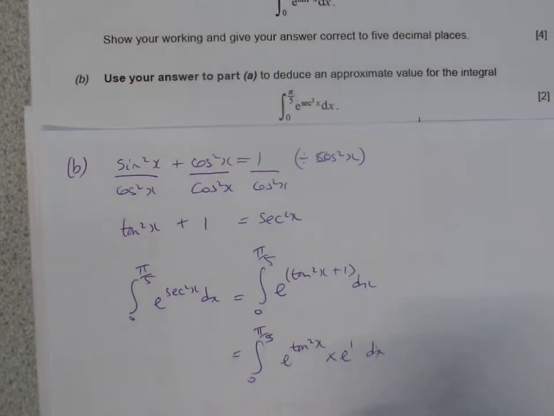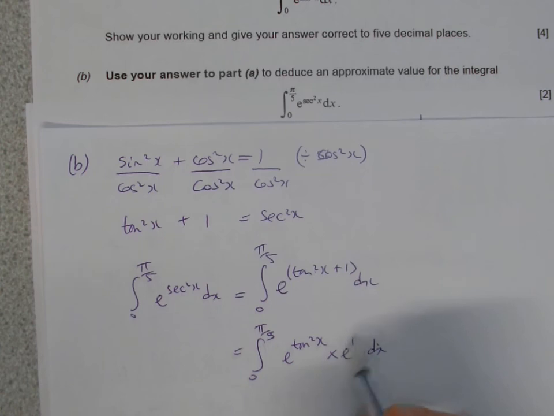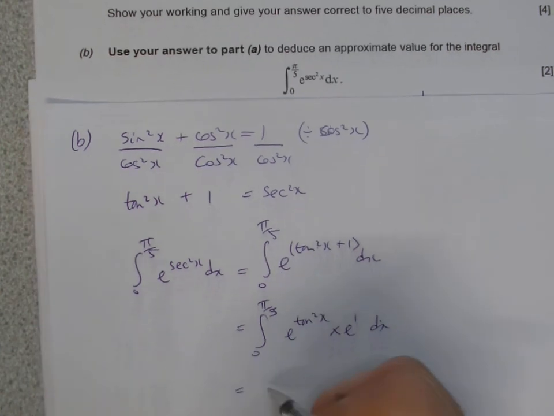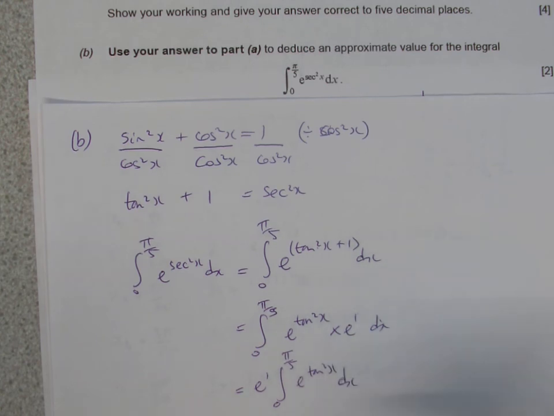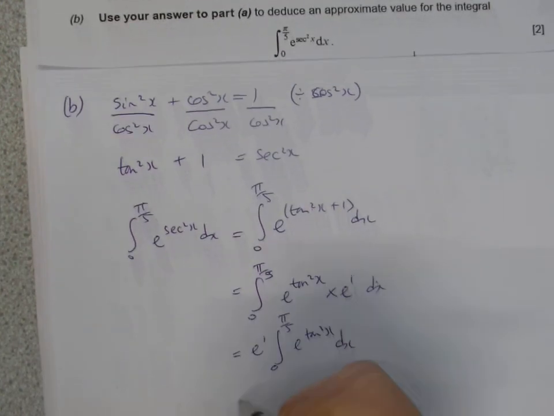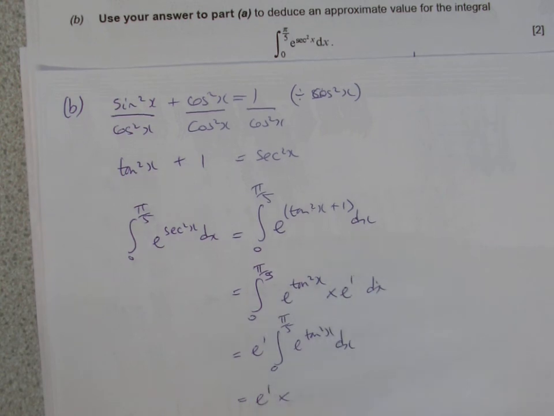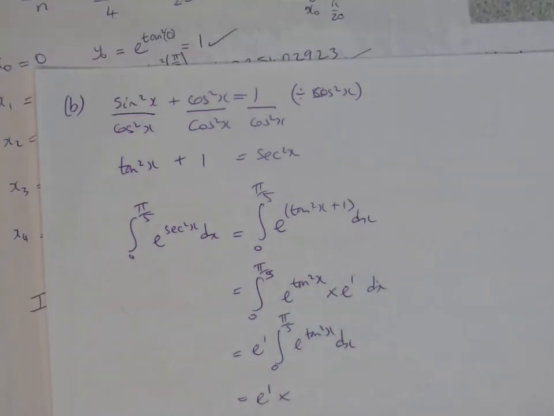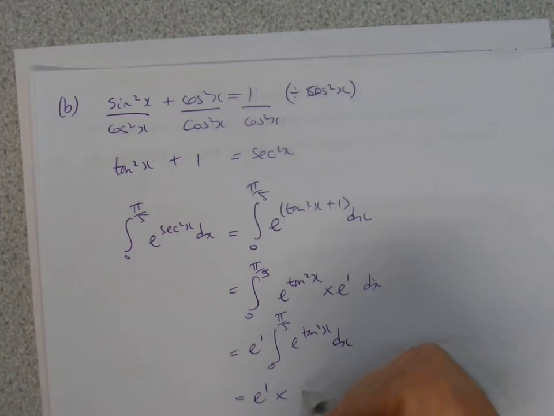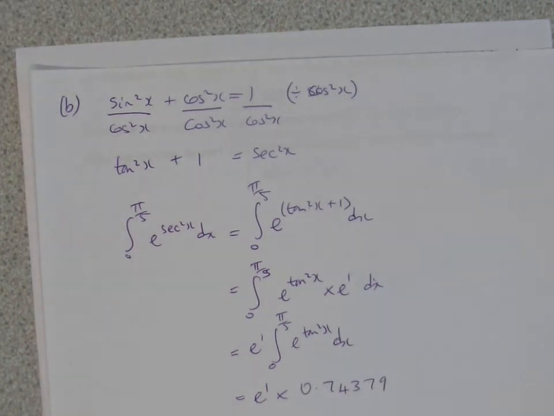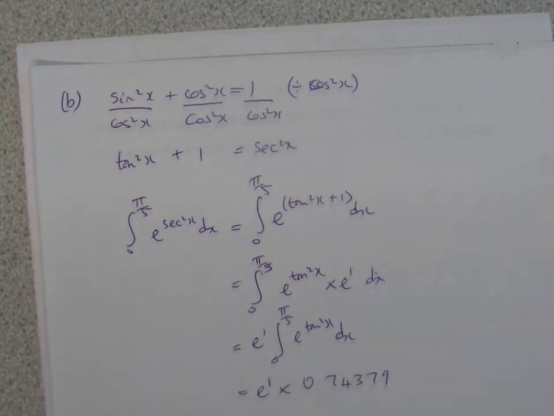Now what's interesting here, of course, is e to the power 1 is just a constant, and a constant you can take outside of the integral, so you end up having e to the power 1 times the integral between 0 and pi over 5 of e to the tan squared x dx, alright? And you've got the answer for e to the tan squared x in part A, we already worked that out, so you've got that there as our answer. We're using the answer of part A.